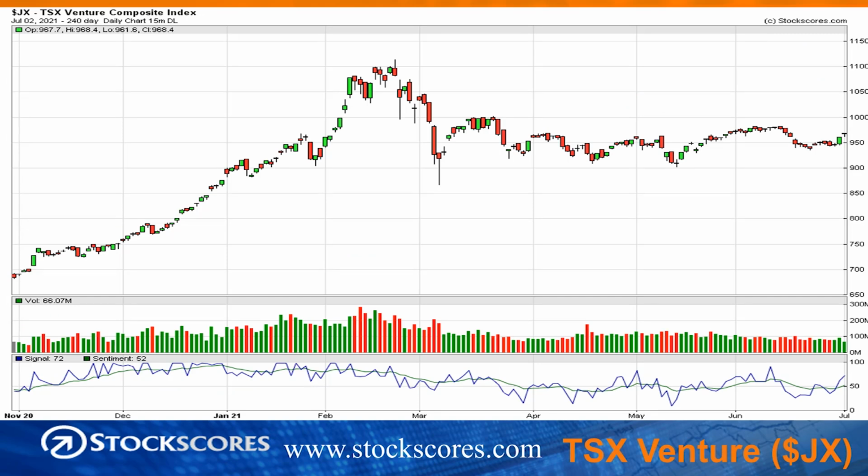TSX Venture is your micro-cap stocks in Canada. That's sort of your representation of retail trading in Canada. Those speculative names have been pretty quiet because this market index has been headed sideways for the last few months.